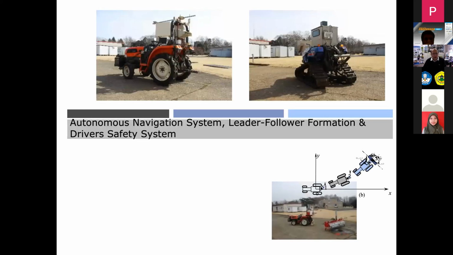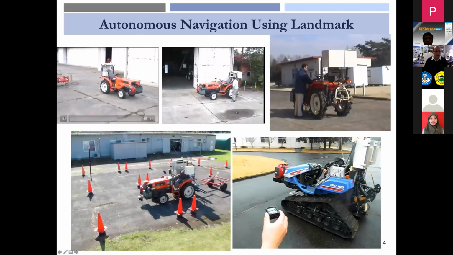Let me go ahead with some of the things. I think we have been working on smart controls and autonomous systems and leader-follower systems for many years. We try to develop some work on how we can use agricultural vehicles to meet the challenges of labor shortages in Japan, especially. Some of the presentations I will show you.